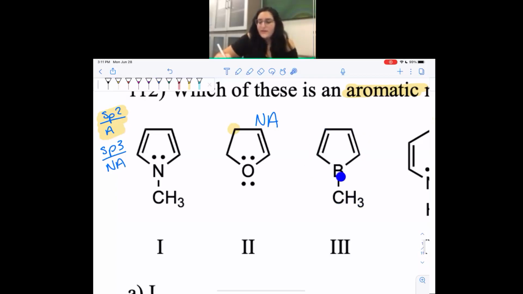For this one, we see the boron. We're going to treat it as if it was a carbon with a plus charge. So we have 1, 2, 3, 4 pi electrons. This would be anti-aromatic.